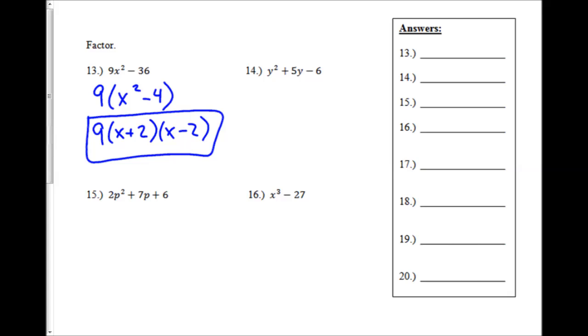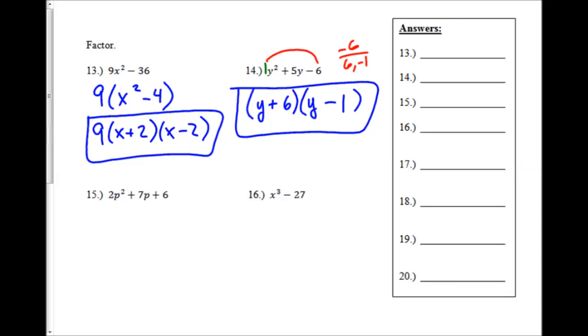If I look at the next one, I've got a trinomial. There's no greatest common factor, so I build a bridge. That's a negative 6. Two numbers that multiply to a negative 6, but add to a positive 5 are a positive 6 and a negative 1. And since I've got a leading coefficient of 1 here, I can use my shortcut, which means I go right to my two binomials. Since the two numbers I was looking for were a positive 6 and a negative 1, I do y plus 6 and a y minus 1.